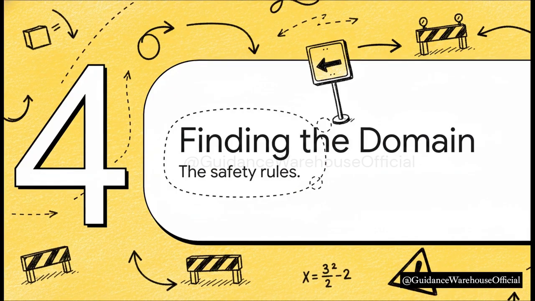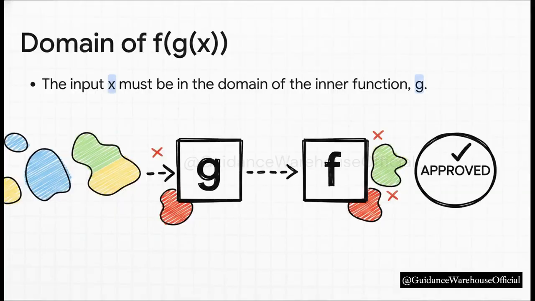So we're getting pretty good at using this new tool, but like any powerful tool, there are some safety rules. We have to talk about the domain. Basically, what inputs are we even allowed to use in the first place? I like to think of it like this. An input value has to survive a two-part journey. First, checkpoint 1. X has to be a legal input for the inner function g. If it passes, great. Then comes checkpoint 2. The output from g has to be a legal input for the outer function f. If it fails at either of those points, it's out. It's not in the domain.